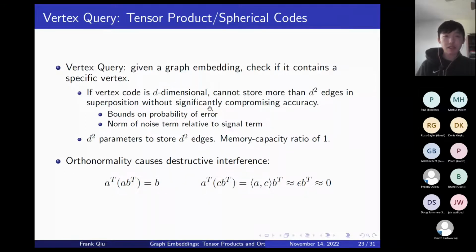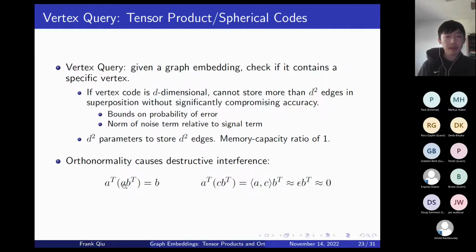So the punchline is, for the tensor product with spherical codes, we need d squared parameters to store d squared edges. So we have a memory capacity ratio of 1, right? Our memory is d squared, our capacity is d squared. And so what causes this behavior? It's because orthonormality causes destructive interference. So let's say I try to unbind this edge by A.